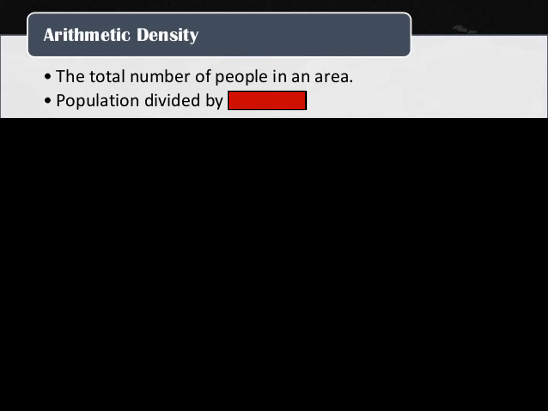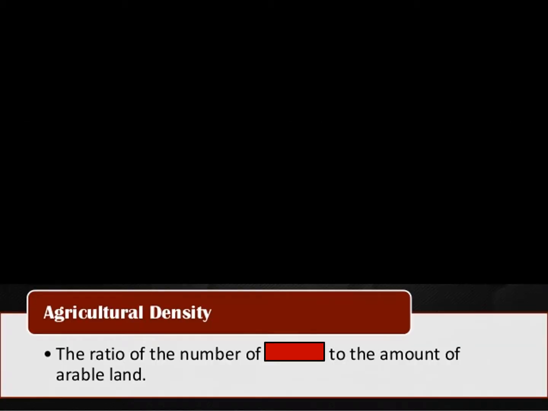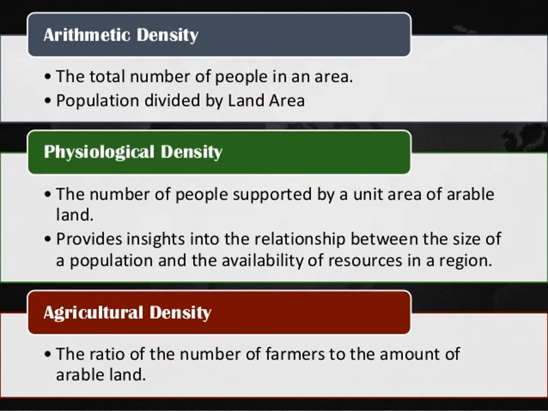So remember, arithmetic density is the total number of people in an area: population divided by total land area. Physiological density is the total people supported by a unit area of arable land. And this again provides insights into the relationship between the size of a population and the availability of resources in the region. Agricultural density is the ratio of the number of farmers to the amount of arable land. So make sure that you definitely know all of these different types of densities and what they tell us.